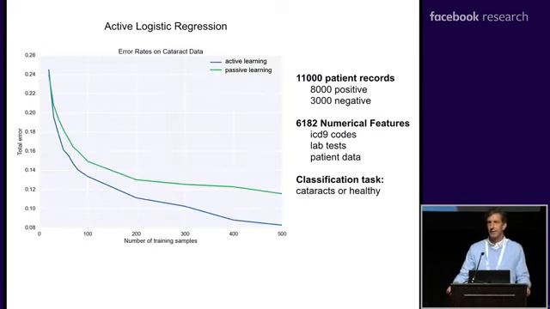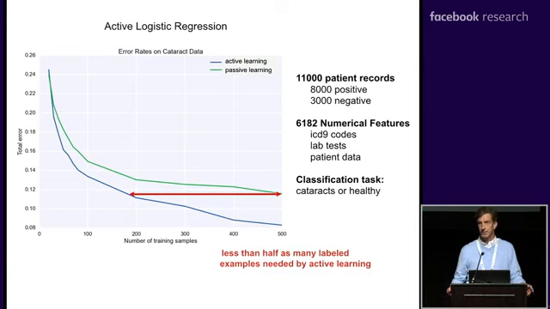So this is just some experimental data from some actual electronic health record cases. We have about 11,000 patients here, roughly 6,000 different features that we're looking at, and we're basically using an active version of logistic regression and also a passive version. And you can see that in this particular example, active learning was able to reduce the number of labeled examples needed to learn a good classifier by roughly 50%, about half as many required.